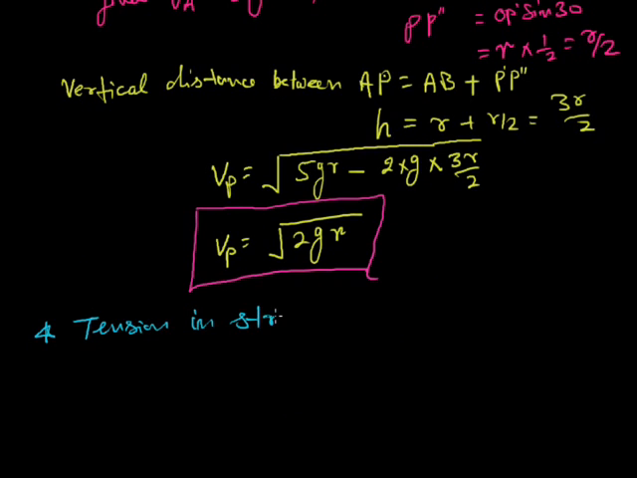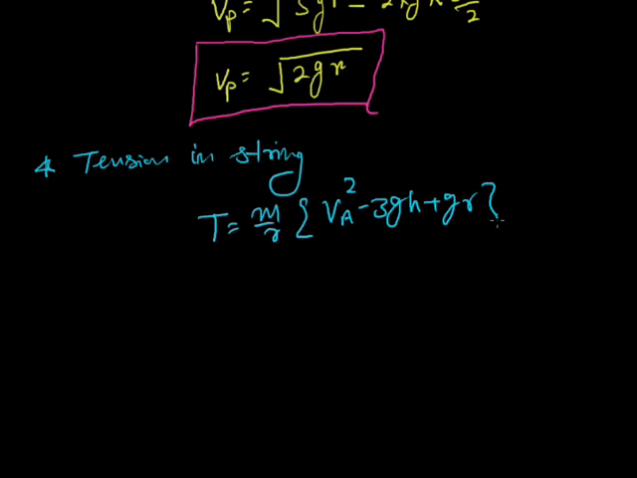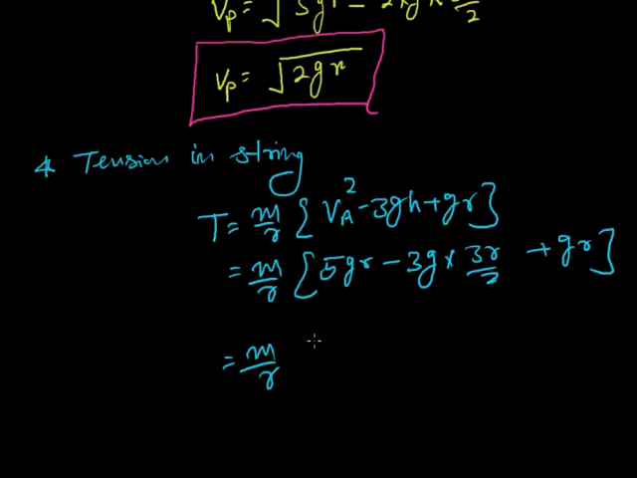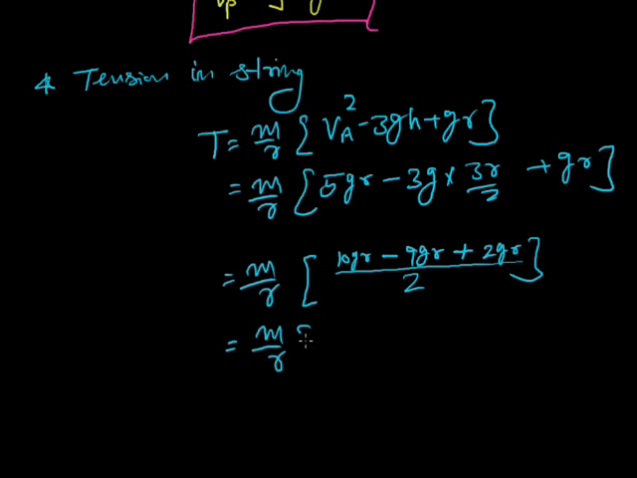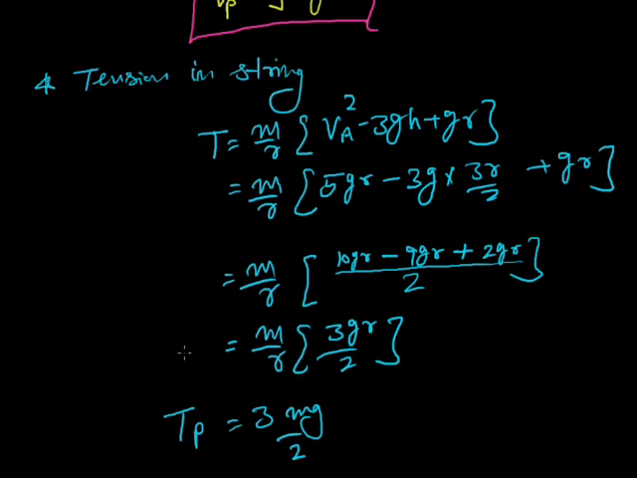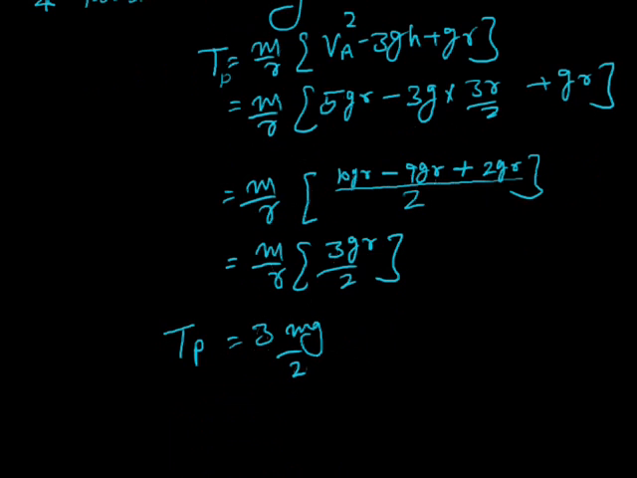Tension in string, T is equal to m by r (Va square minus 3gh plus gr), that is m upon r (10gr minus 9gr plus 2gr), that is m upon r into 3gr by 2, that is 3 mg by 2. This is the tension in string at point P.